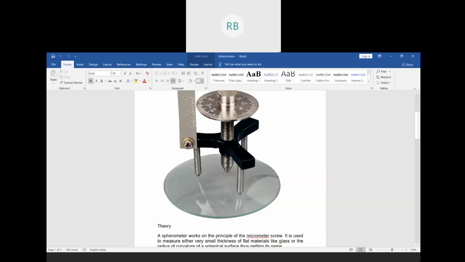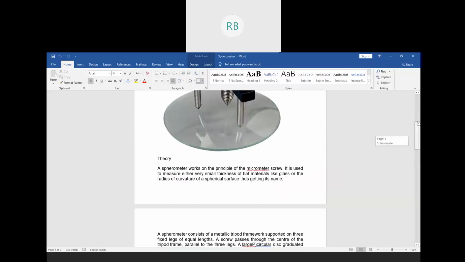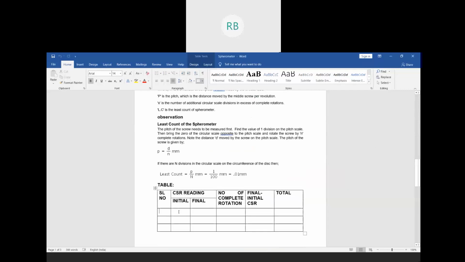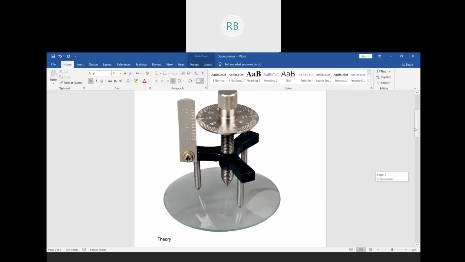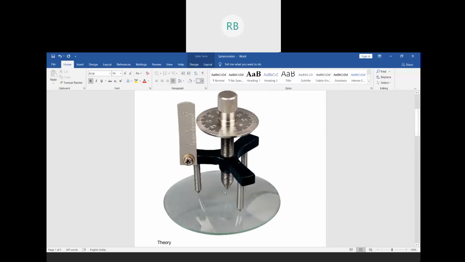Suppose in this image it is touching at 40. Then we have to remove the broken glass. After that we have to rotate the screw head again, and after recording we have to write here 40. Then after removing the broken glass, we have to rotate the screw head till this pin point touches the plane surface.